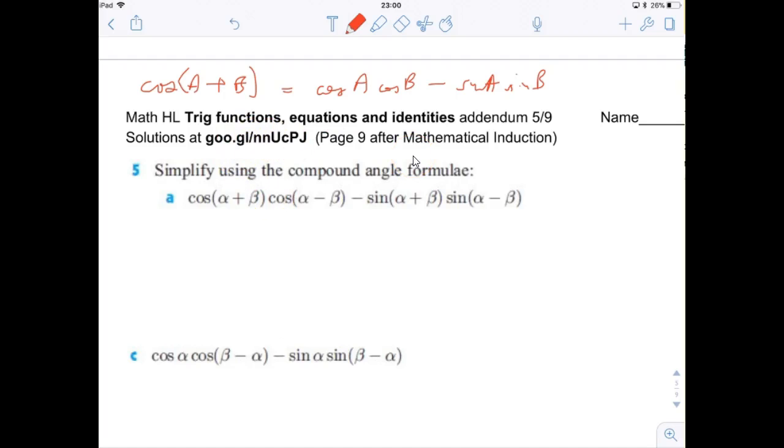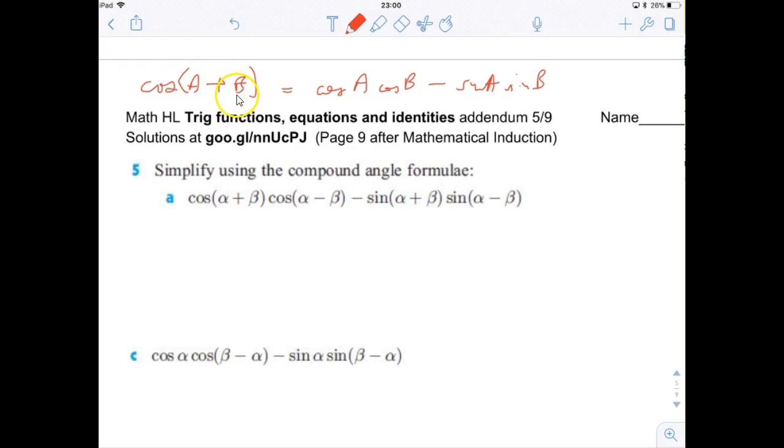Trig equations and identities, addendum page 5, number 5. Simplify using the compound angle formulae. So here's the one that this reminds me of. Do you see how it has cosine, cosine, sine, sine? That reminds me of the cosine A plus B formula.